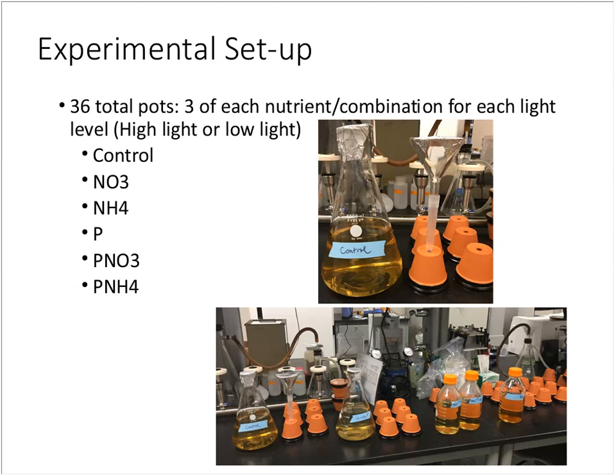For my experimental setup, I had 36 total pots. I had 3 of each nutrient combination for each light level, which I'll talk about again in the next slide. So I had my controls. I had nitrate only, ammonium only, phosphate only, and then my 2 combinations, phosphate and nitrate, phosphate and ammonium. And you can actually see here how I did it. A funnel, put the agar right into the pot, let it solidify.